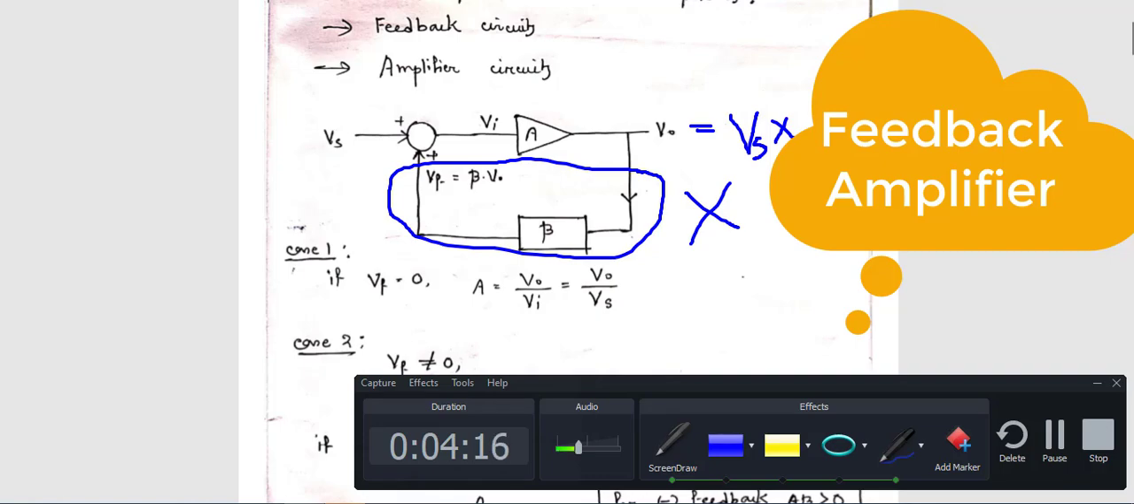That means this is the expression of the output voltage without any feedback. Your output voltage V0 will be equal to only your input voltage Vs into A. Now this is your first case. If Vf is equal to 0, that means the feedback path is absent, your output voltage will be equal to only input voltage into gain. Okay, now in the second case assume that this feedback voltage Vf is not equal to 0.